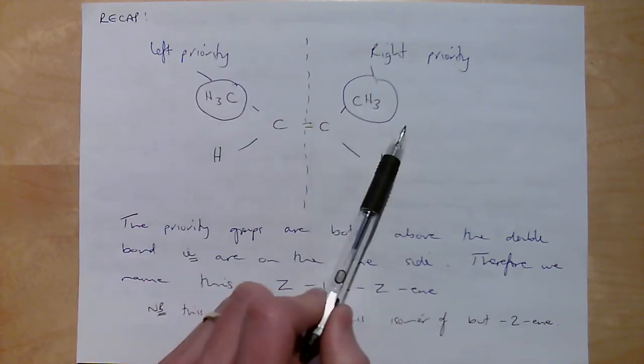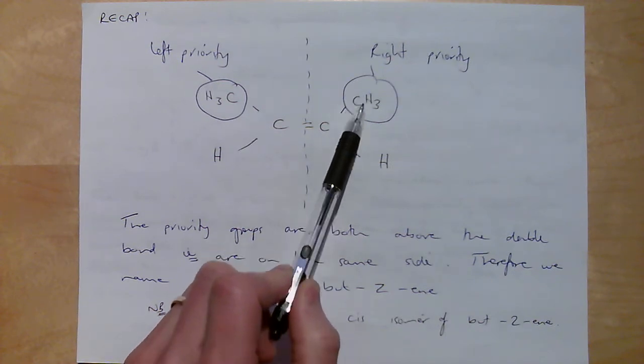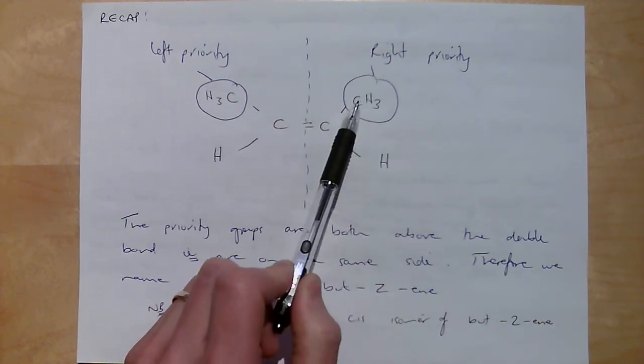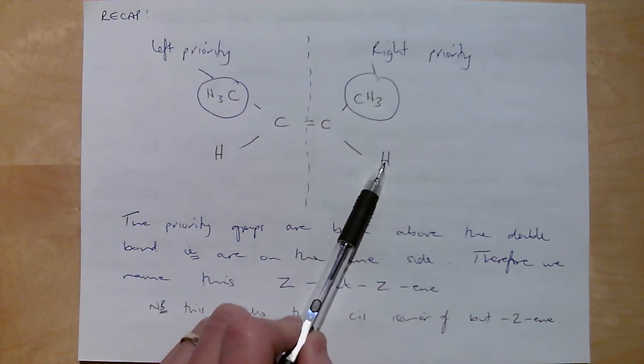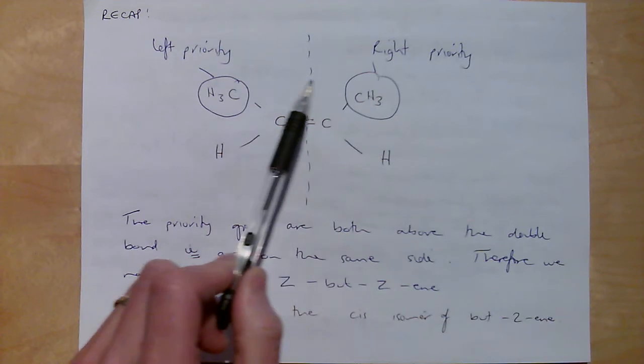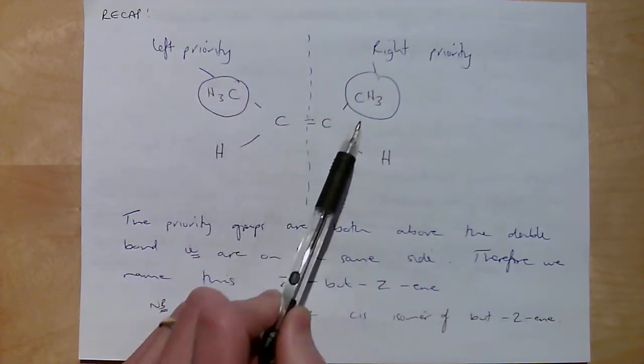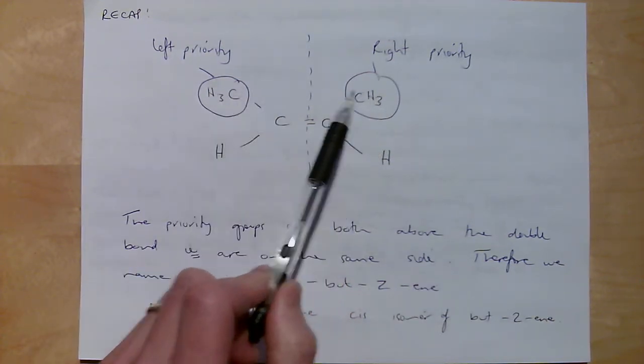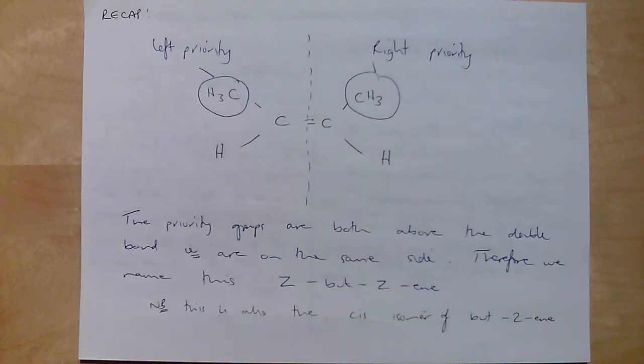Okay, on this side, I look to the right of my carbon-carbon double bond then. Which of these two is my priority group? Well, I'm comparing the atomic number of carbon compared to the atomic number of hydrogen. The carbon atomic number is greater, so that's my priority group. My two priority groups on the left and the right hand side of the carbon-carbon double bond are both on the top, they're both on the same side, so it's the Z stereoisomer. Okay, so the priority groups are both above the double bond, i.e. are on the same side, therefore we name this Z-but-2-ene. Okay, it's also known as the cis isomer of but-2-ene.